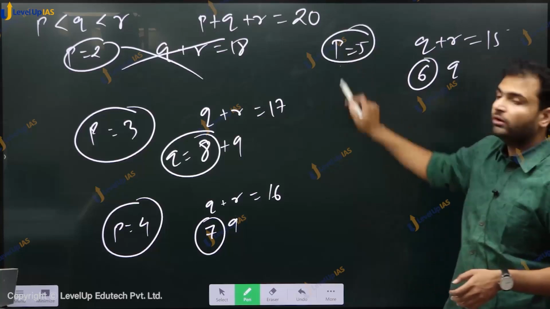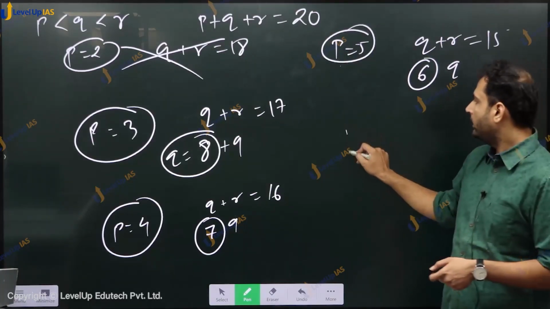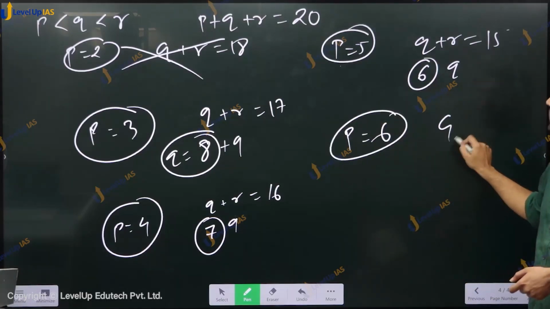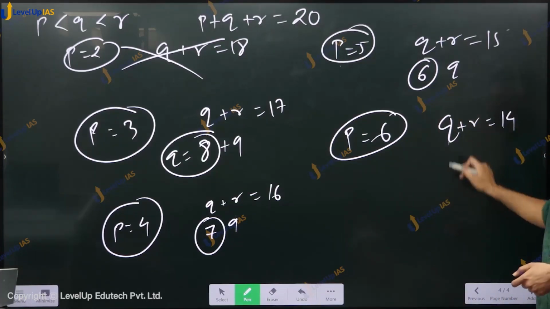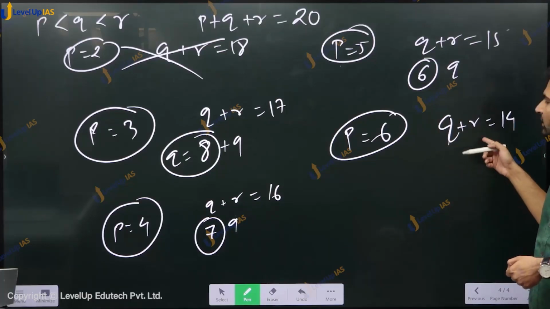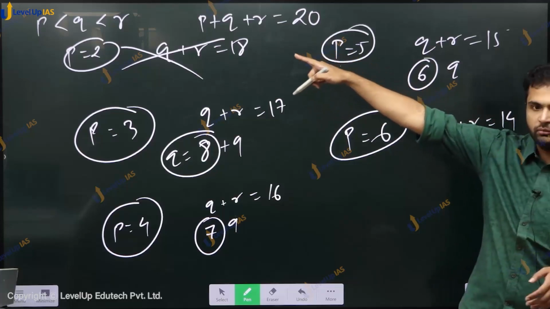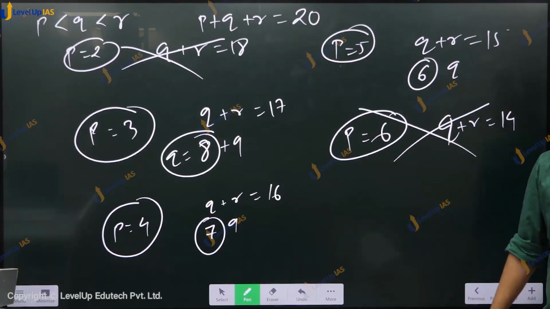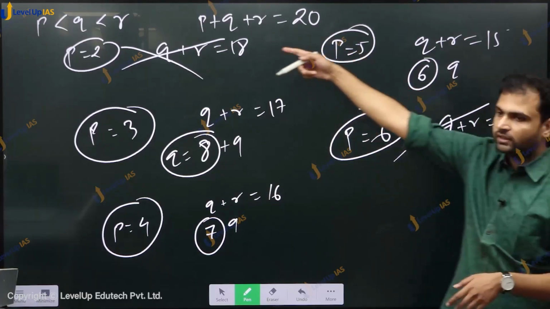So we have one more value of P and one more value of Q. P is equal to 6. Then Q plus R is 14. Now, any other possibility? Q cannot be 6. If Q is 7, R would be 7, which is not allowed. If Q is 8, R has to be 6, but that is not allowed because of strict inequality. So this case, we reject. Similarly, we will reject P equal to 7, 8, 9 because of that condition.